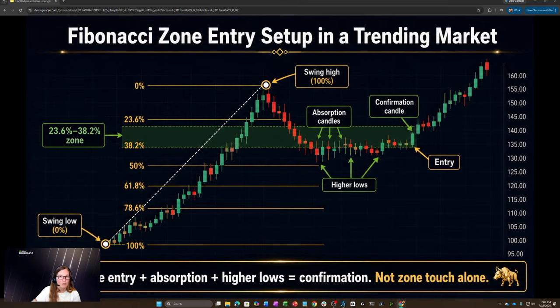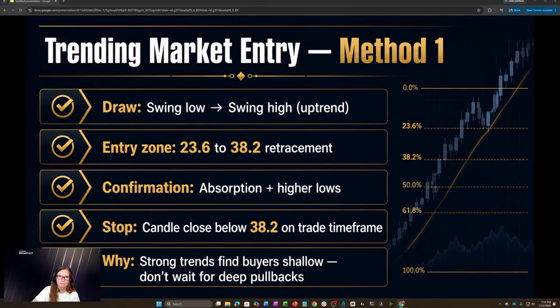Now, if you're trading with me live in the trading room at Simpler Trading, where I trade live every single day, you know my confirmation process, or you should know the confirmation process. That is the process that I use when price pulls back to this Fibonacci zone.